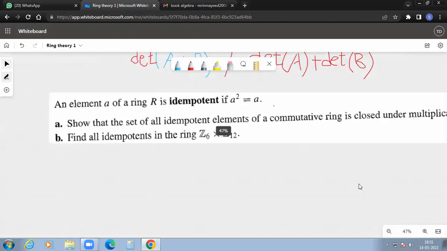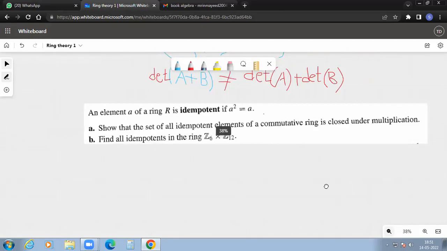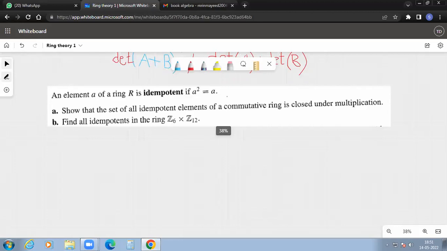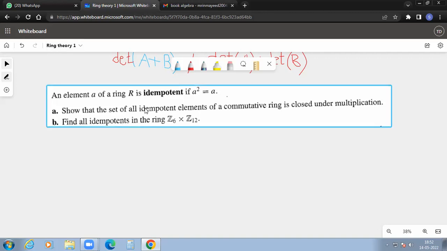Please note this down. An element A of a ring R is idempotent if A square is equal to A. So whenever you have A square equal to A, you call A as what? Idempotent. The square of a number is the number itself. Such number is known as idempotent element. Now the question says, show that the set of all idempotent elements of a commutative ring is closed under multiplication.